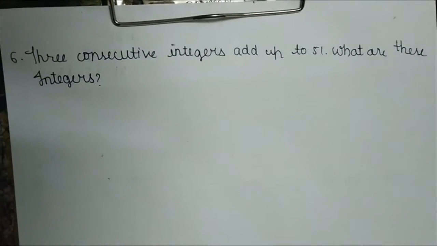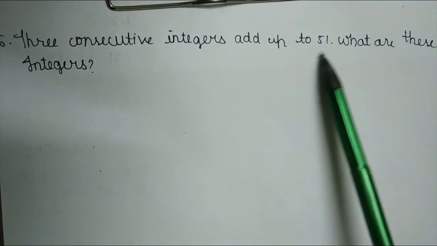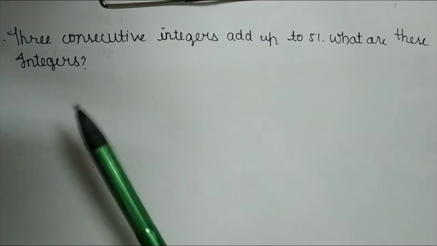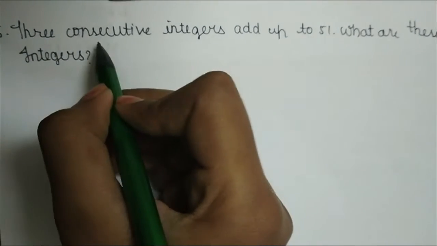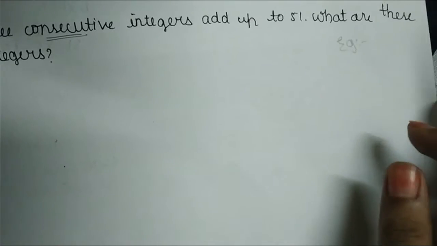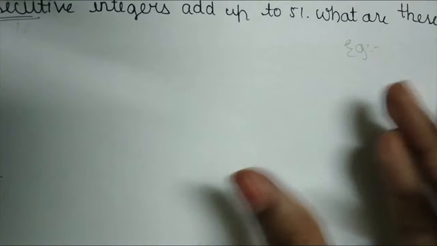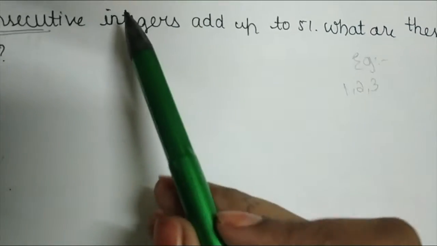Sixth sum of exercise 2.2. Three consecutive numbers add up to 51. What are these integers? What do we mean by consecutive numbers? For example, the numbers which come line by line, that is 1, 2, 3. These are consecutive numbers.